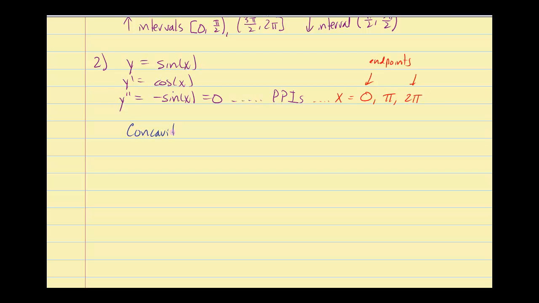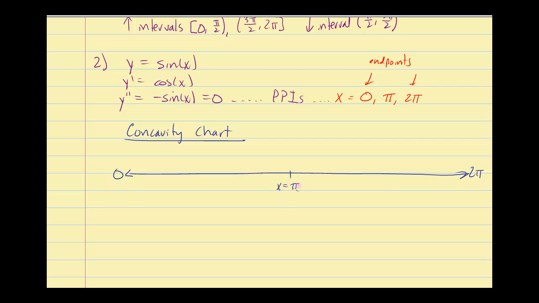So let's go ahead and look at a concavity chart, and in this concavity chart we'll plot our possible points of inflection. Now with a concavity chart, I want to know what's going on at 0, pi, and 2 pi. Well, 0 and 2 pi are endpoints, so I really only need to look at pi here.